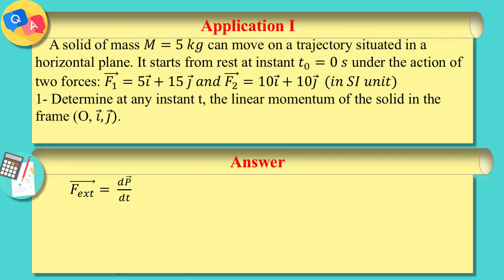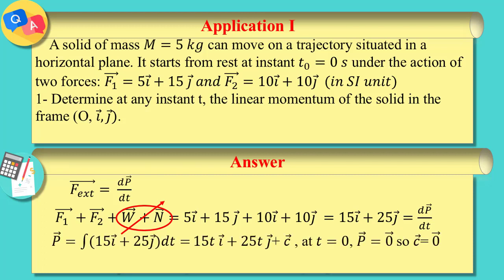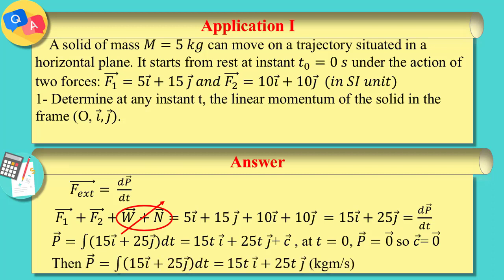What are the forces acting on this solid? It's F1, F2 plus weight and normal, but W plus N is 0 because they are vertically opposite to each other. Then we add the vectors F1 and F2 and we get 15i plus 25j, which is equal to dp vector by dt. But we want to find the linear momentum, so we take the antiderivative of the sum of forces, and it is 15ti plus 25tj plus a constant. At t equals 0, the linear momentum is 0, then the constant is 0, and finally the linear momentum is given by 15ti plus 25tj kilogram meter per second.